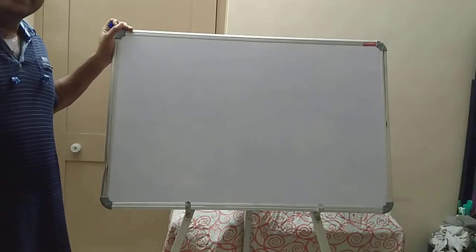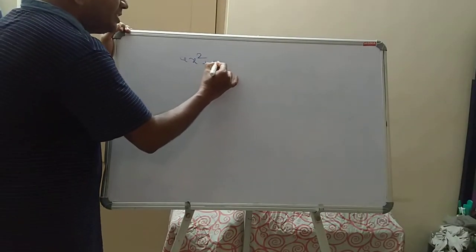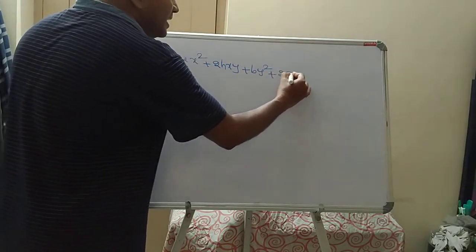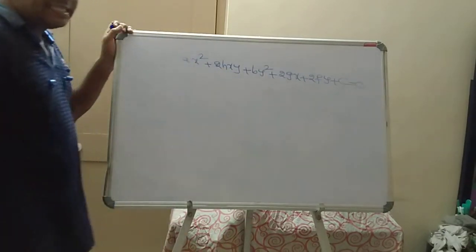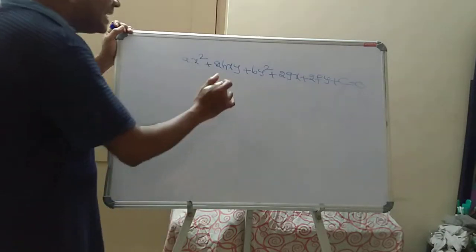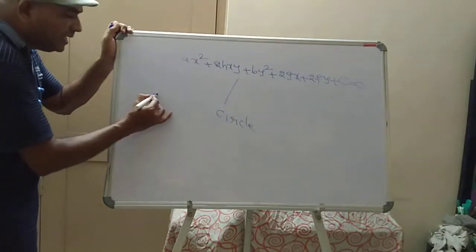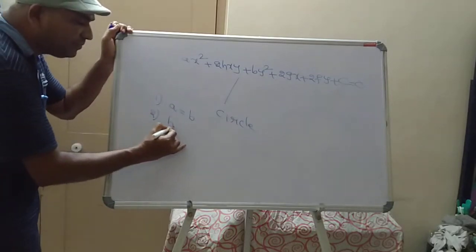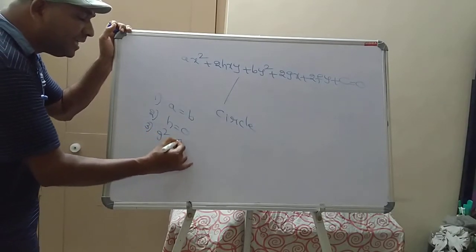Now a second degree equation in two variables is ax² + 2hxy + by² + 2gx + 2fy + c = 0. If this equation represents a circle, then the conditions are: first, a = b; second, h = 0; third, g² + f² - ac ≥ 0.